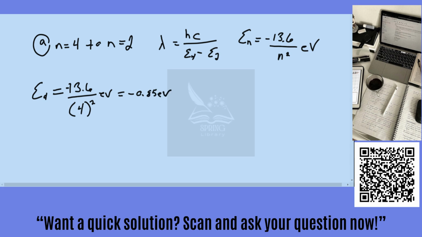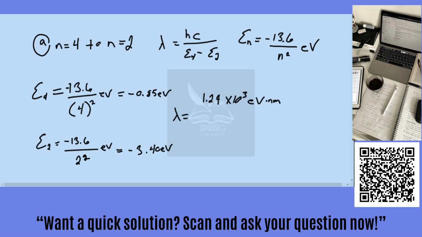0.85 eV. Then we have E2, which is negative 13.6 divided by 2 squared eV. And this is going to give us negative 3.40 eV. Now, all we have to do is plug it into this equation. So hc is actually going to equal 1.24 times 10 to the third eV times nanometers. And you should be able to get that constant because it's a constant, and that should be given in your textbook, okay?